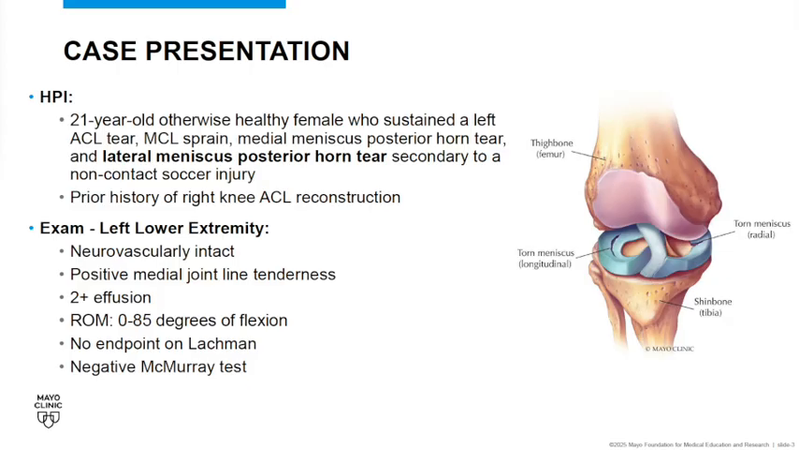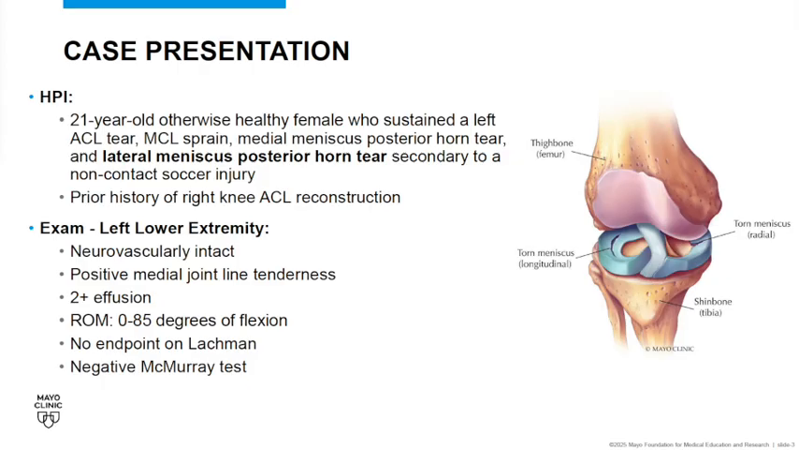We present the case of an otherwise healthy 21-year-old female who sustained a left ACL tear, an MCL sprain, a medial meniscus posterior horn tear, and a vertical longitudinal tear of the posterior horn of the lateral meniscus, secondary to a non-contact soccer injury. On exam, the patient was neurovascularly intact.